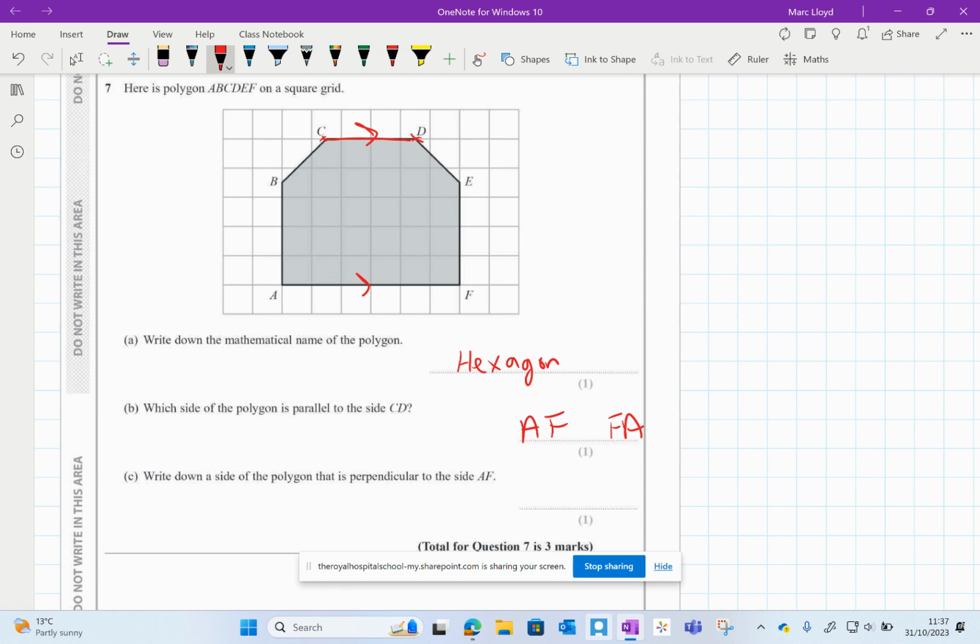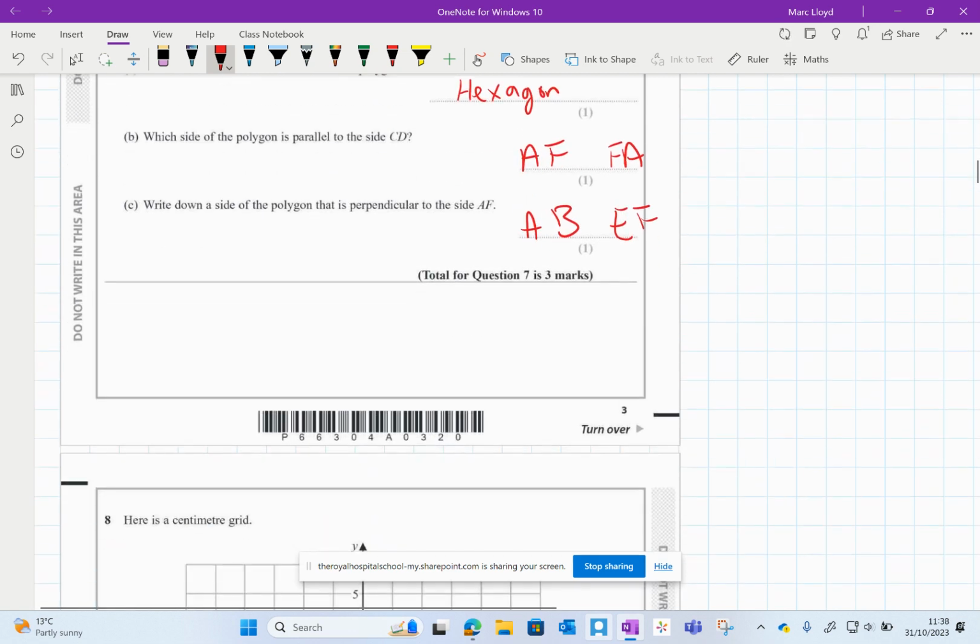Right, write down a side of the polygon that is perpendicular to AF. So AF is at that bottom. Perpendicular means at right angles to. And as you can see, we've got 2 options. We've got AB or we've got EF. You can write BA and you can write FE. That's fine. You'll get the mark still. But that's the way we write them.